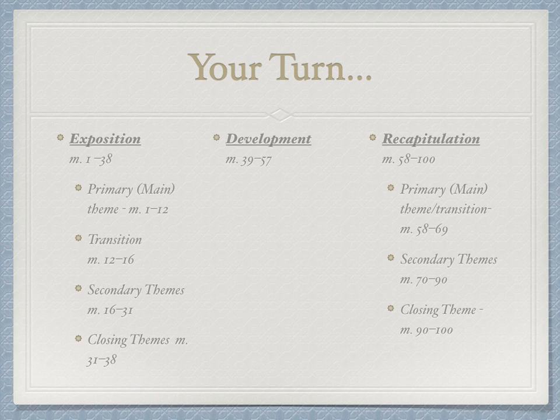You should have found the exposition from measures 1 to 38, the development from 39 to 57, and the recapitulation from 58 to 100. I hope you noticed that the recapitulation isn't exactly the same as the exposition, as Mozart did some clever combining of the main theme and transition in the recapitulation. Also, he did some extending of both the secondary and closing themes. Try listening to more first movement piano sonatas by Haydn, Mozart, and Beethoven to practice analyzing sonata form.